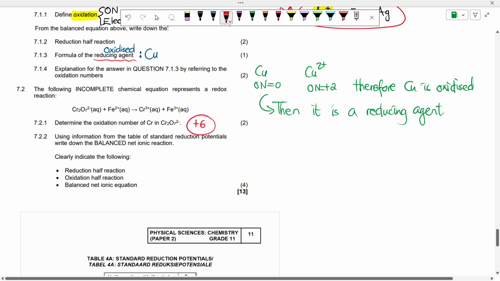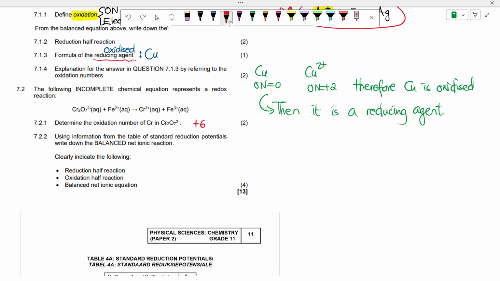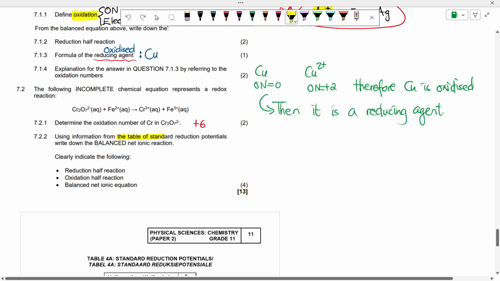But 7.2.2, which I want to focus on, says using information from the table of standard reduction potentials. These tables have no different name. It's always going to be called standard reduction potentials, because everything is given in terms of reduction. Every electron on the table, whether it's 4A or 4B, is added on the reactant side. They are gained. So we're just going to look at the one with the highest E naught and keep it the way it is. That's it.